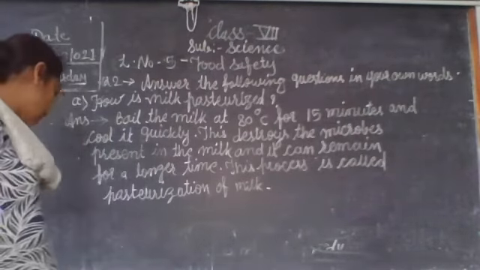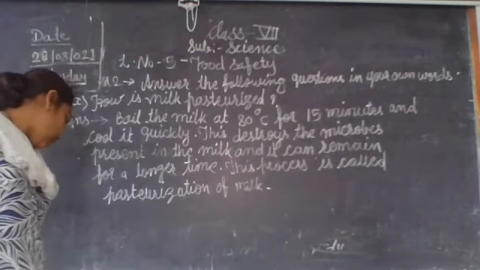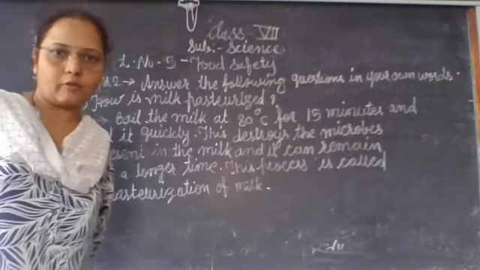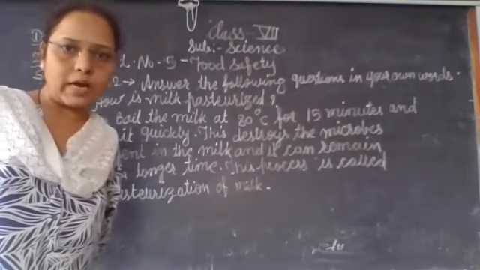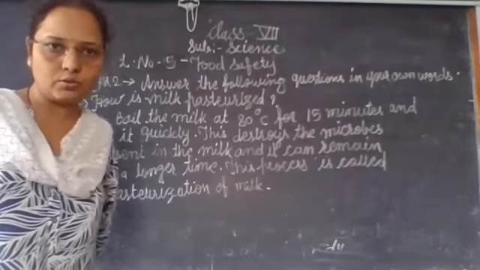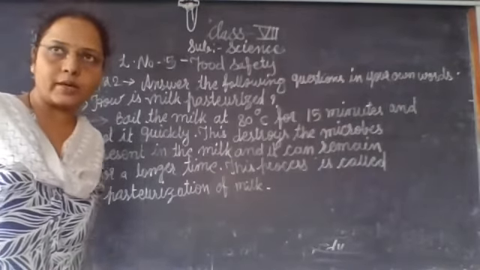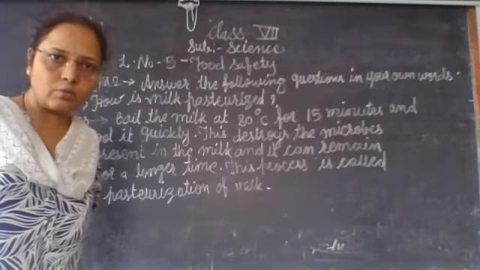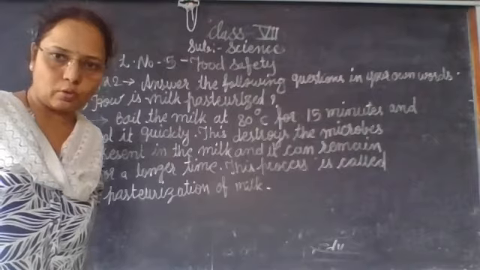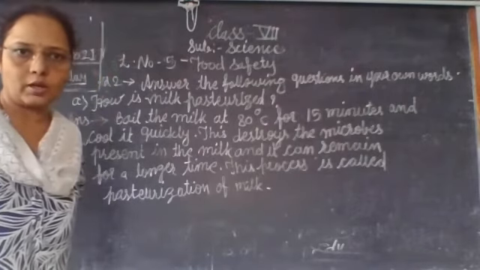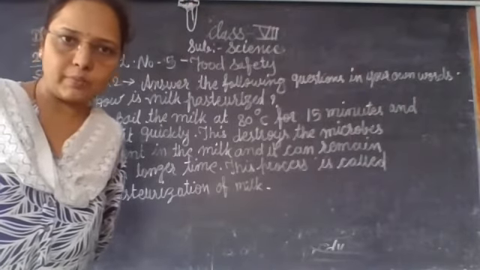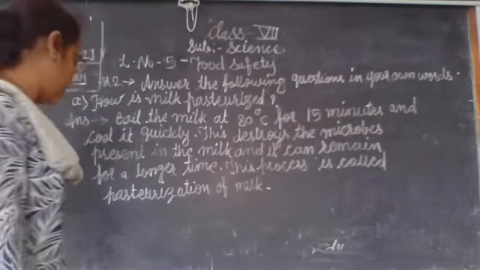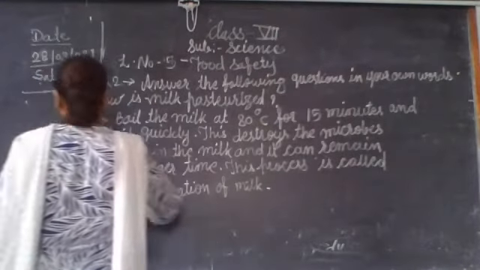Then second question, why should we not consume adulterated food materials? You know, adulterated food materials show low quality, low grade materials. Okay, that may be harmful for our body. Write an answer, B question.